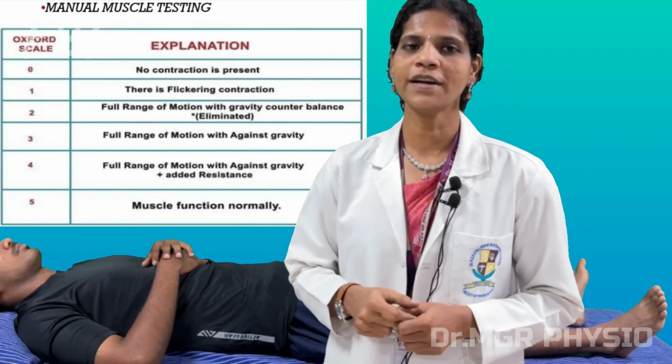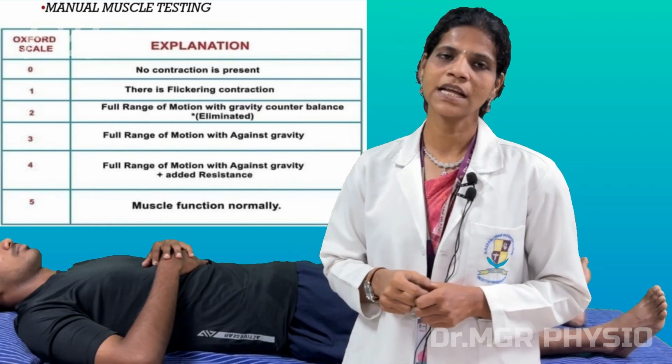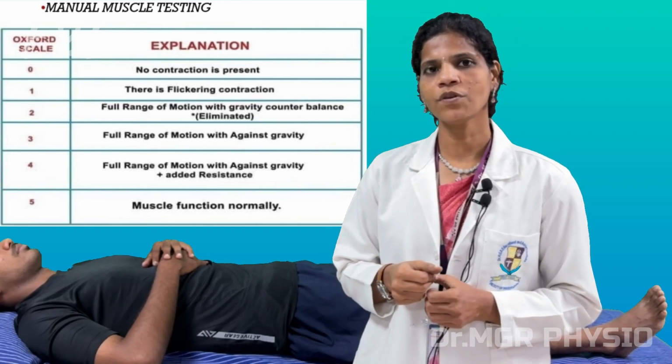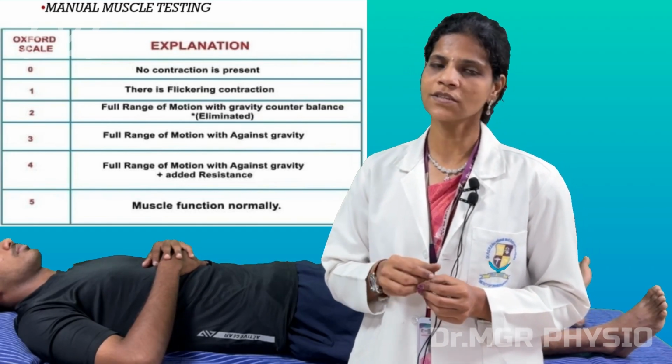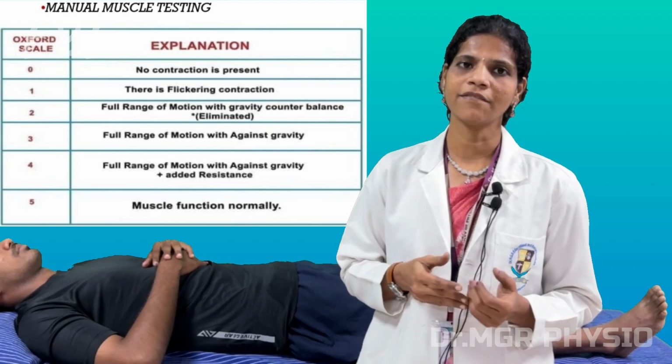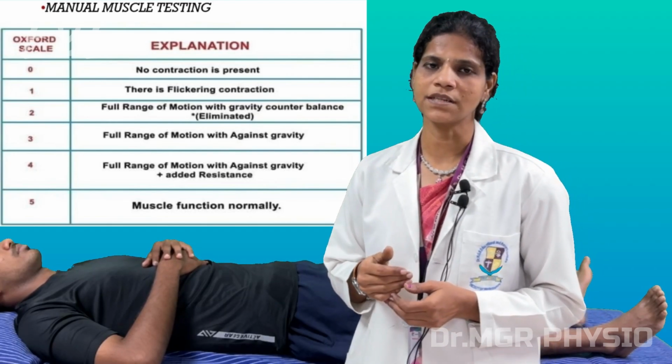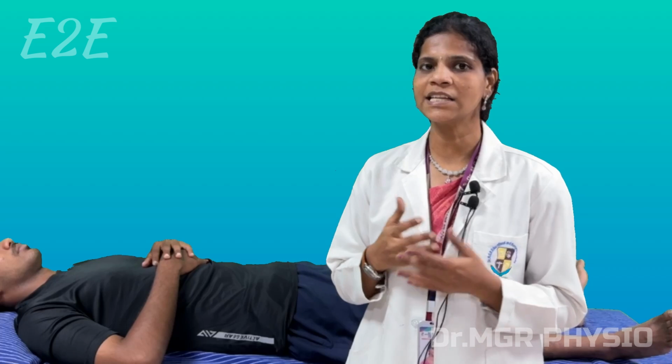2 is full range of movement with elimination of gravity. 3 is full range of movement against gravity. 4 is full range of movement against gravity with minimal resistance. And 5 is full range of movement against gravity with maximal resistance. With this grading and classification, we can find out the manual muscle power for each muscle.